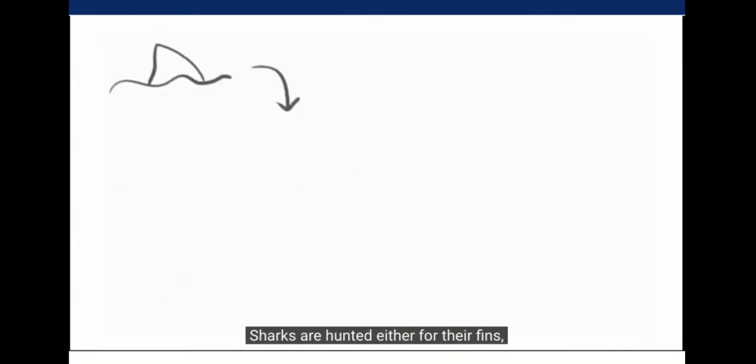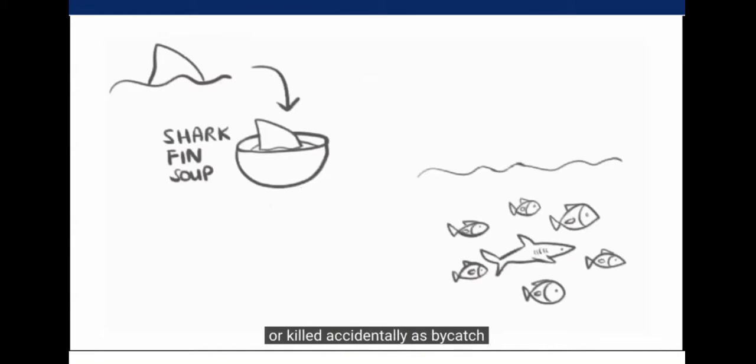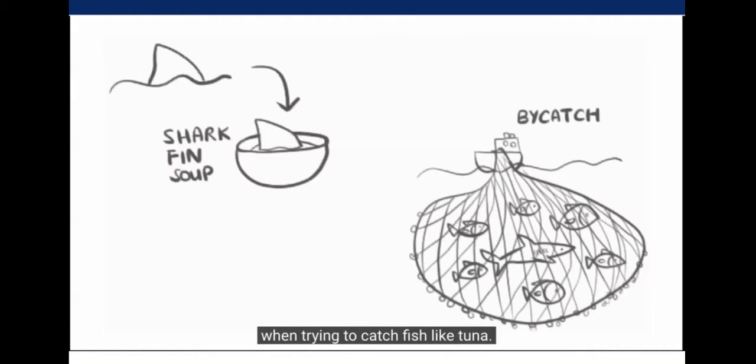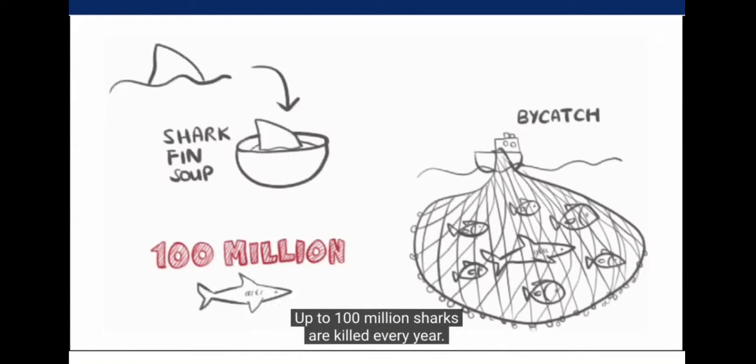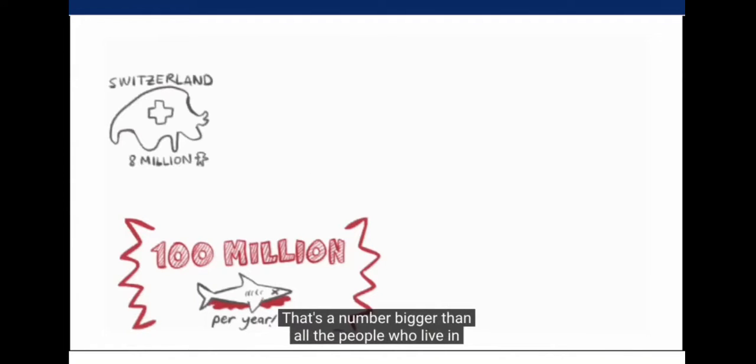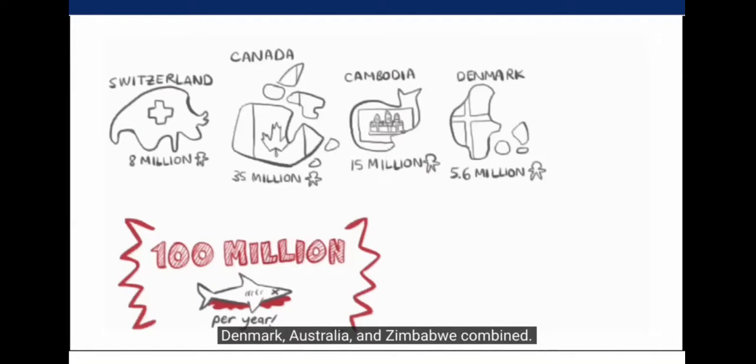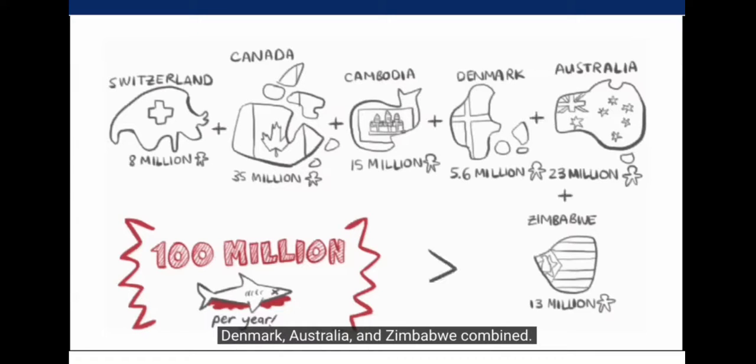Sharks are hunted either for their fins, which are eaten in shark fin soup, or killed accidentally as bycatch when trying to catch fish like tuna. Up to 100 million sharks are killed every year. That's a number bigger than all the people who live in Switzerland, Canada, Cambodia, Denmark, Australia, and Zimbabwe combined.